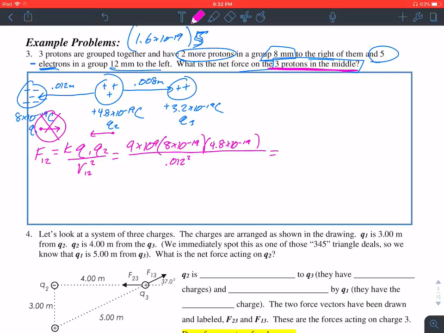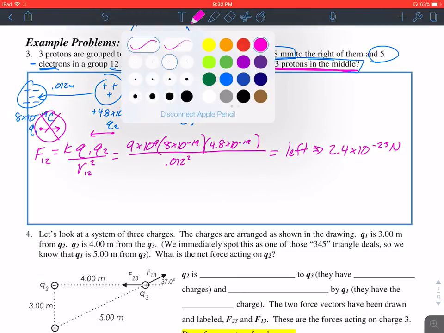Now, I know that Q1 is pulled to the right, but Q2 is pulled to the left. Then that's what we care about, and we know it's pulled with a force of, when we put that in our calculator, 2.4 times 10 to the negative 23rd newtons.